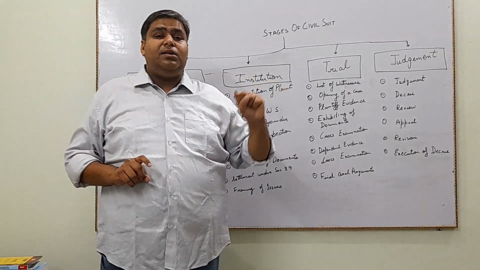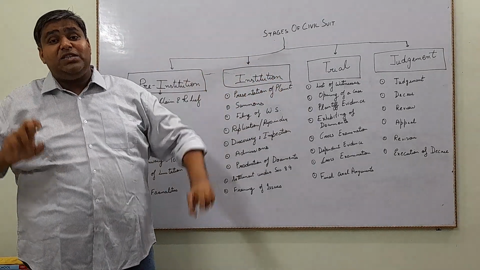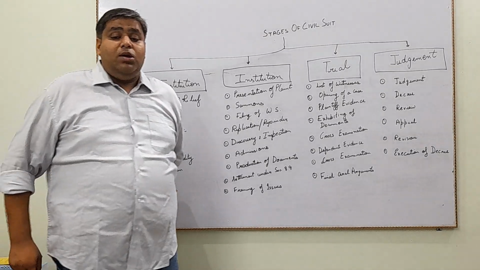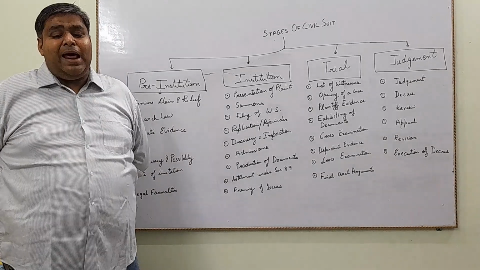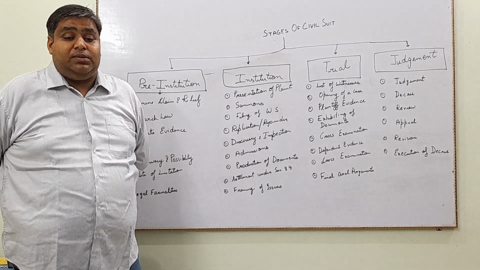The first part, which is known as the body of the code, and the second is the rule. The body of the code consists of 158 sections in 11 parts, whereas the rule consists of 51 orders in the first schedule. Along with that, there are 6 appendixes to it.